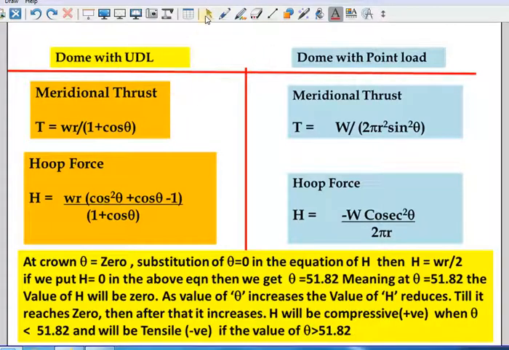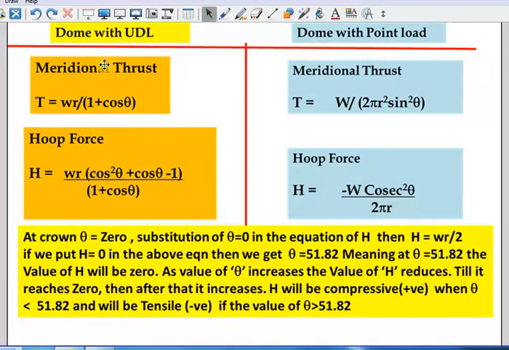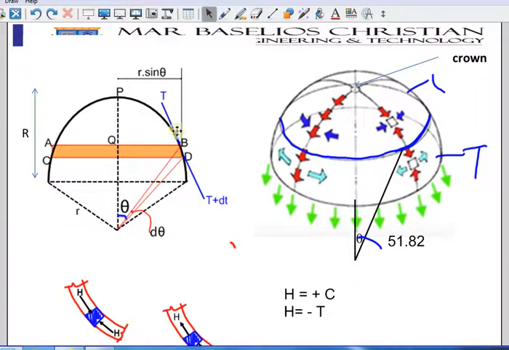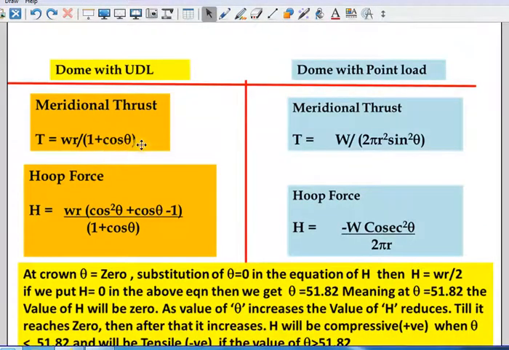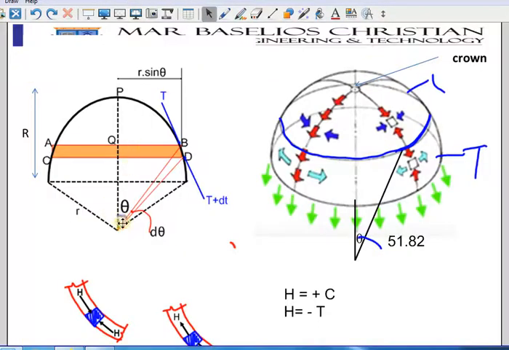Alright. So if it is only a UD load, and there is no point load, then the meridional thrust T is found out by WR by (1 plus cos theta), and the hoop force H is found out by WR into (cos square theta plus cos theta minus 1) divided by (1 plus cos theta), where W is the UD load, R is the radius of the dome, and theta is the angle which we are discussing.